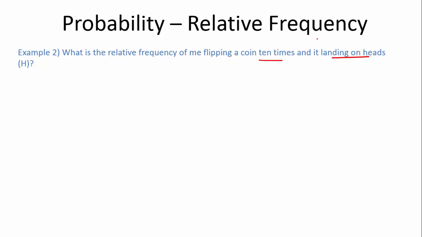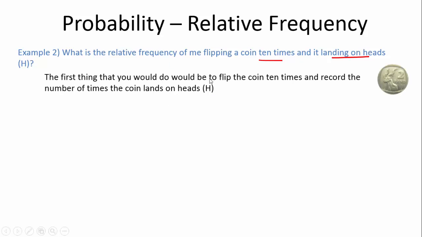The only way to do this is to actually sit at home and flip a coin 10 times. So I want you to do that. Go and get a coin and flip a coin 10 times. I'm going to show you a table that you can draw and fill out. So you've got to flip that coin 10 times. We've got to record the number of times the coin is going to land on the heads.